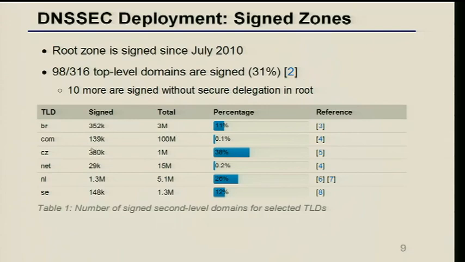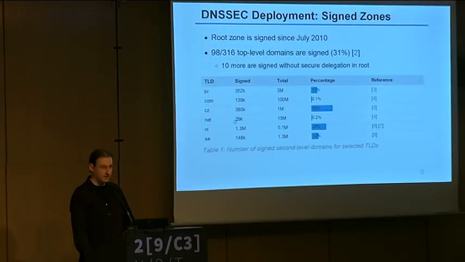And then you see here a selection of top-level domains and the number of signed second-level domains. For example, .nl, the Netherlands top-level domain, has more than 1 million signed second-level domains. It's the largest signed zone. And if you compare this with, for example, the net top-level domain, you will see, okay, there's only 29,000. So it varies. These are probably the best numbers.